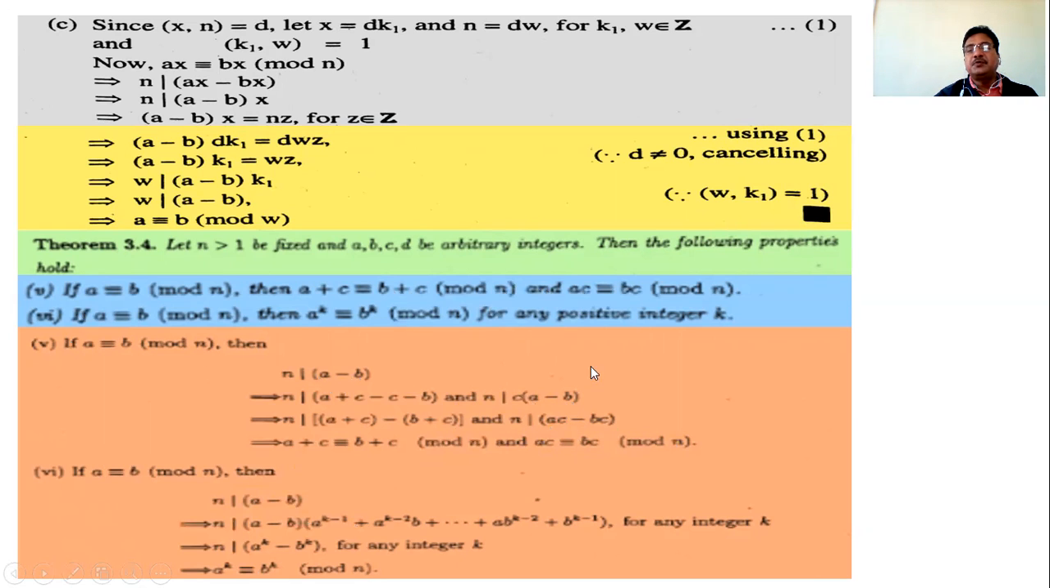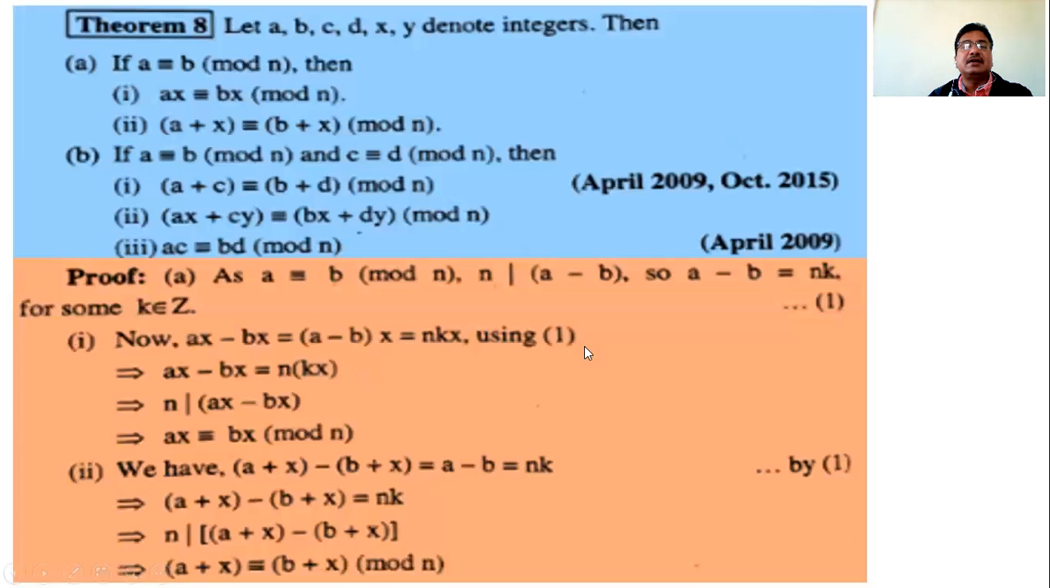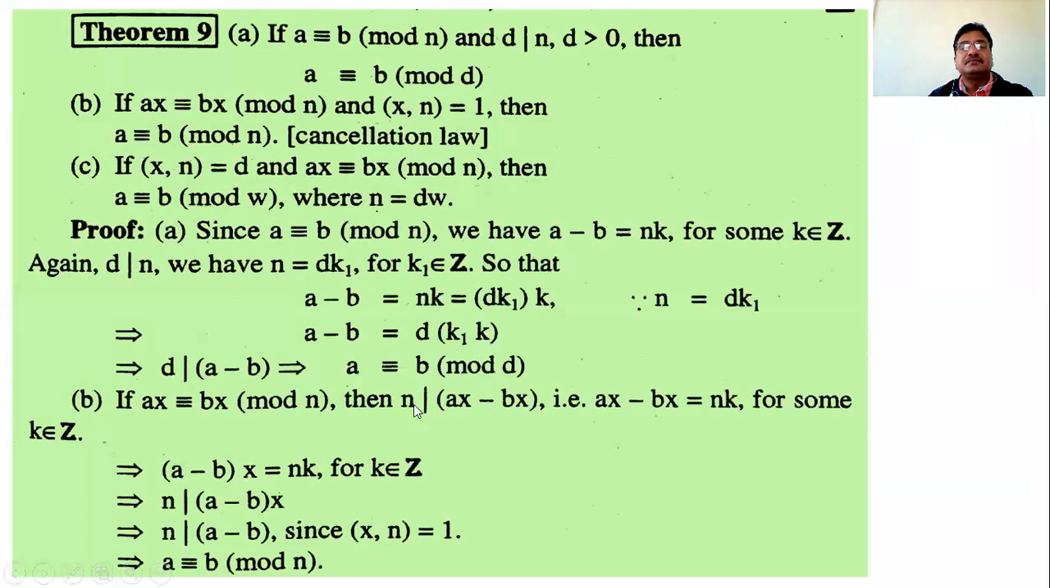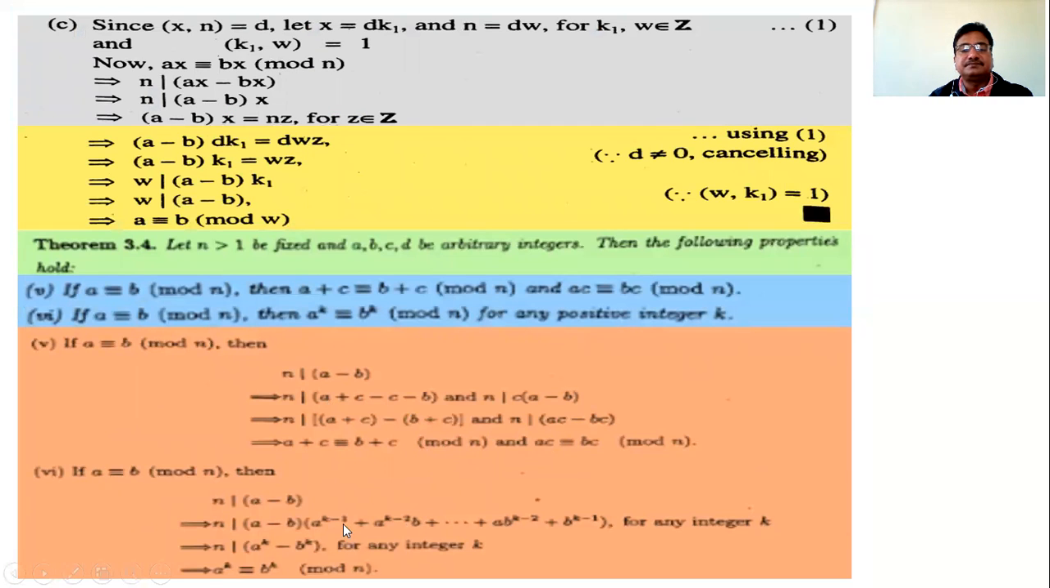So either write this proof or this proof. Assume that a is congruent to b modulo n, which means n divides a − b, so a − b is equal to nk. Then consider a + c − (b + c) and express it in the form n times some integer, and consider ac − bc and express it in the form n times some integer. This is the method. The proof of the theorem is given by this method.